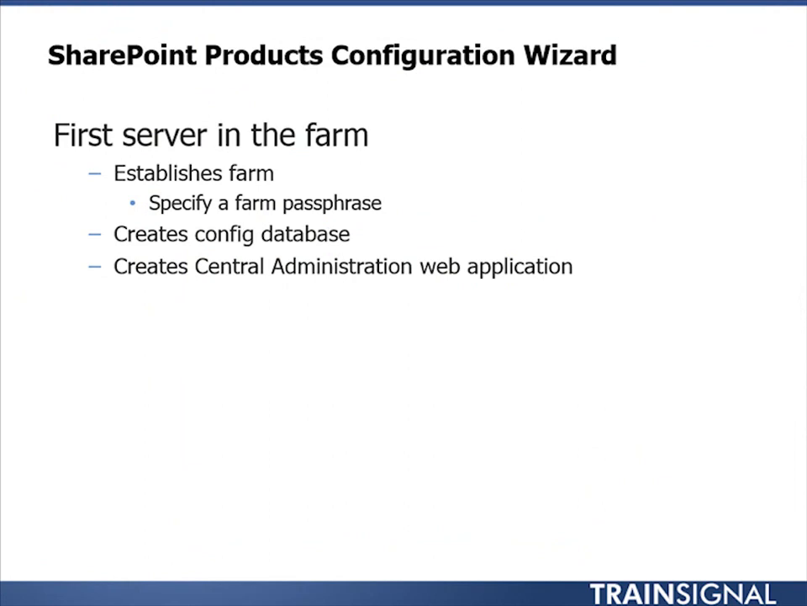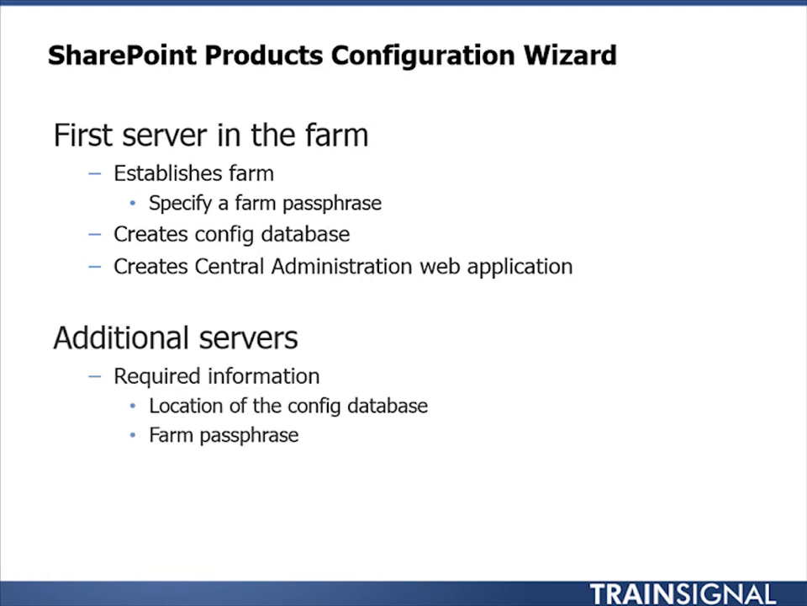It's going to do that by setting up our config database, setting up our central admin web application, and also asking us for a farm passphrase. That farm passphrase is going to become key whenever we go to add additional servers to the farm. Now, when I add an additional server, it's going to ask me where the config database is, and then for the passphrase for that farm, so that way it can join in to the farm.